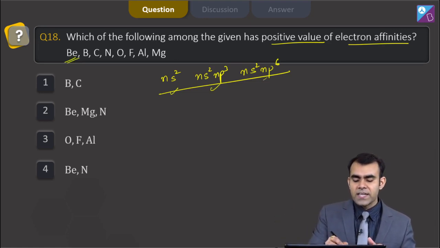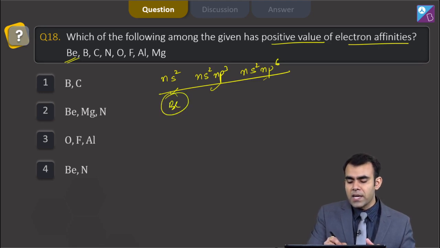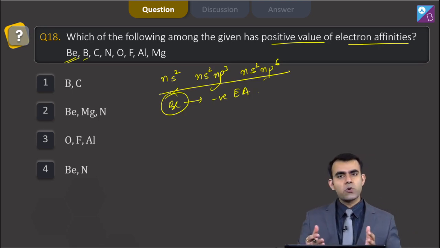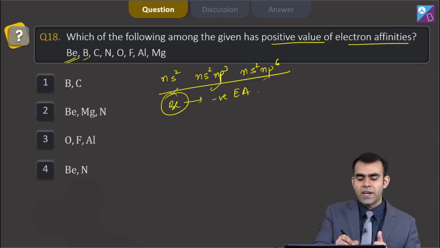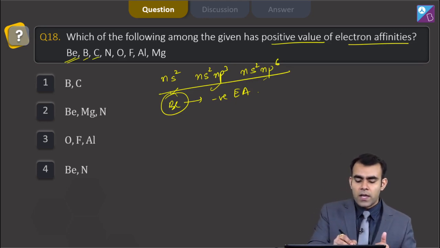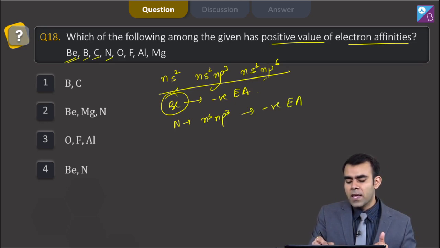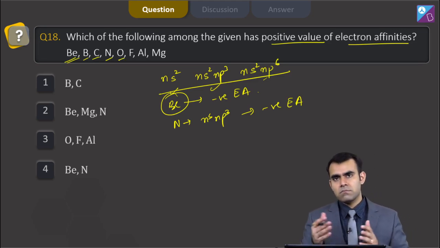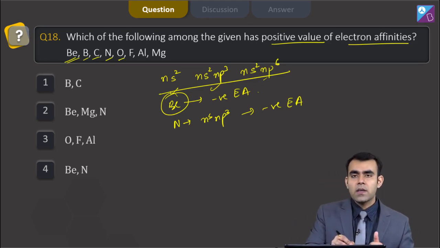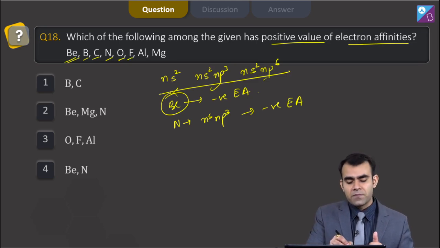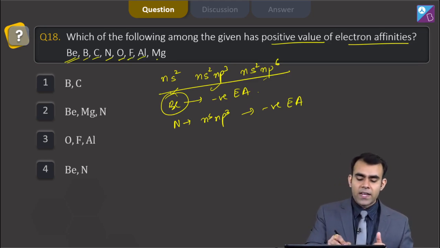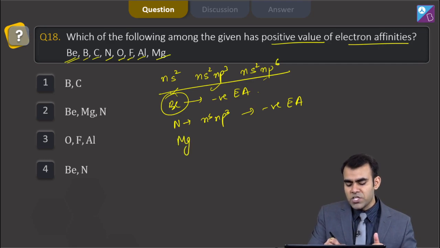Now beryllium is basically ns2 configuration. It means beryllium is having negative electron affinity. Boron ns2 np1, okay, this has positive electron affinity. Carbon again ns2 np2. Nitrogen on the other hand is having ns2 np3 configuration, so negative electron affinity. Then oxygen ns2 np4, fluorine ns2 np5, aluminium ns2 np1, and again magnesium is having ns2 configuration.